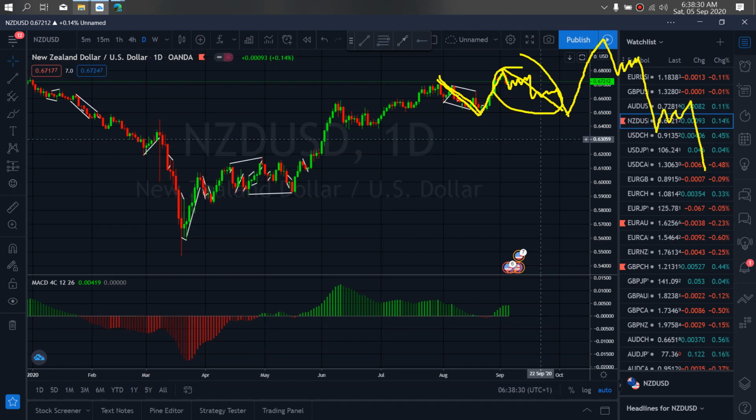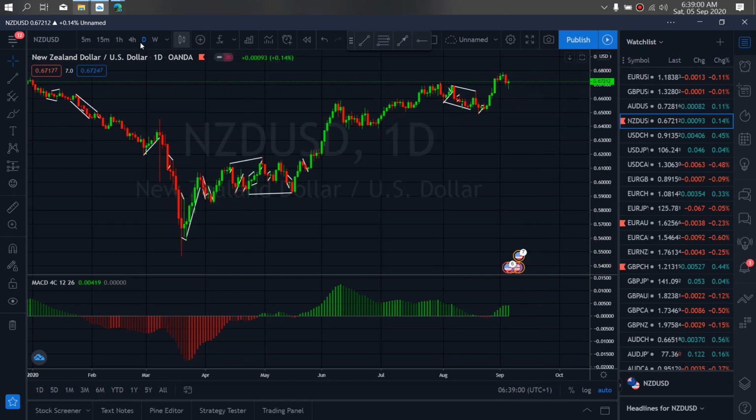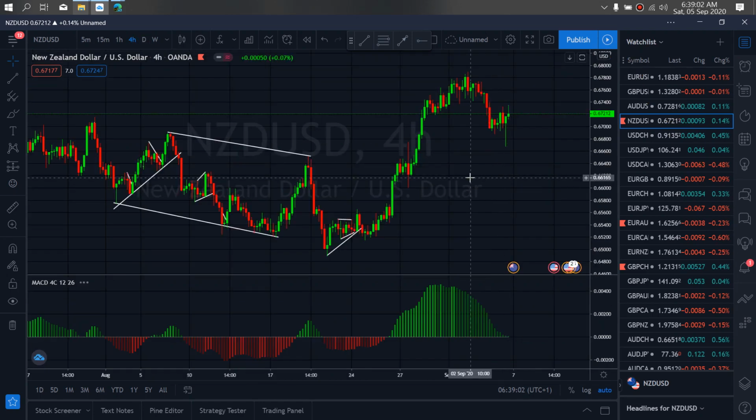For this week, we'll watch for some more sales to come through after 4 hour, 1 hour correction. Looking at the 4 hour, see they gave this correction here and they dropped and instantly pulled back upside. So watch now for a bigger correction here for one more drop downside on New Zealand dollar.